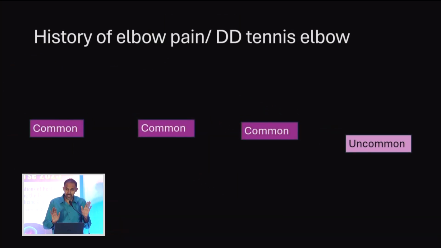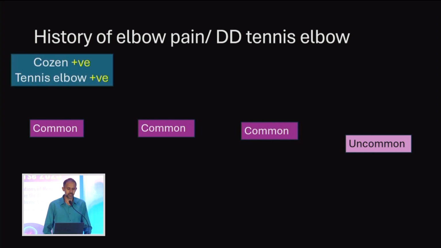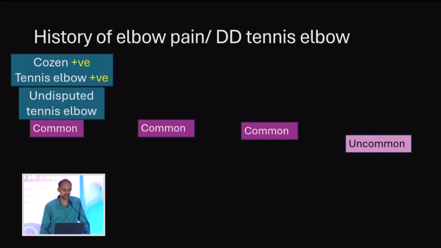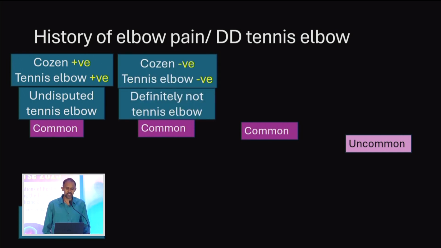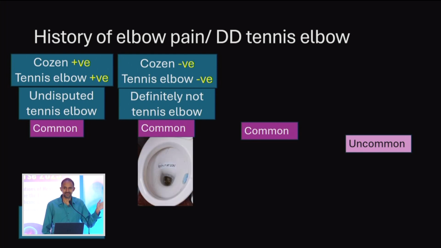We're going to repeat the same thing, Cozen's test. Bear with me. So Cozen's test positive, tennis elbow positive, undisputed tennis elbow. If you can't figure this out, you belong in there. And everybody learns it, it's okay, you get better, right? But all you need is a brain that really works. You know what you're seeing, you make a diagnosis, it's done, right? Cozen's negative, tennis elbow negative, it's not tennis elbow, if you can't figure it out, yeah?